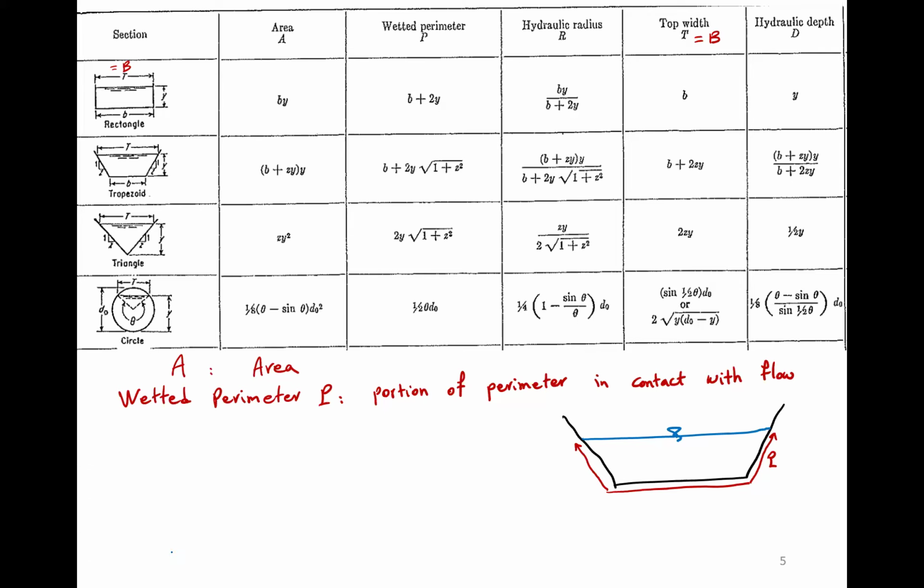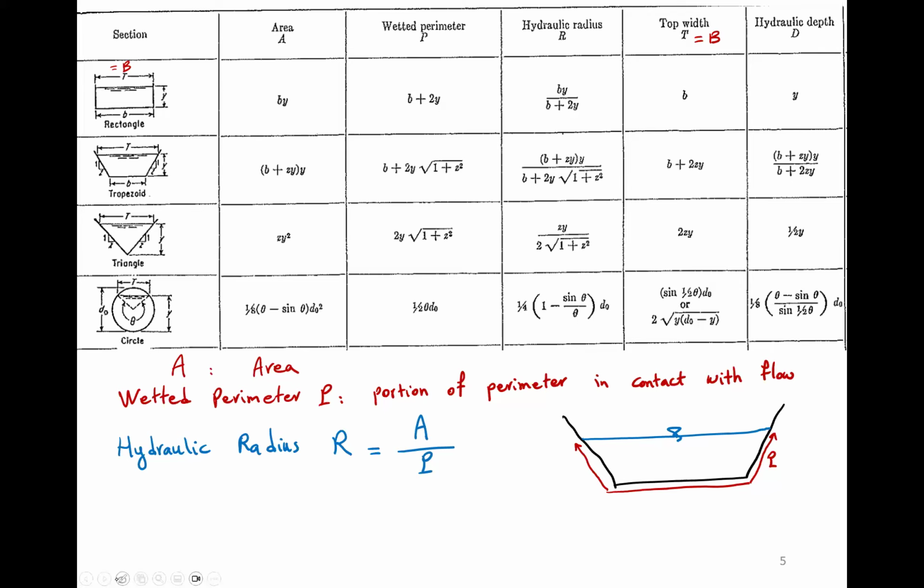The next parameter is the hydraulic radius. We need these to define hydraulic characteristics of these channels. That's why we're going through them. Typically, we use capital R to define hydraulic radius, and it's a simple definition. It's equal to area divided by wetted perimeter. So it's really a definition. It's not really a direct geometric dimension. It's the ratio of area to wetted perimeter.